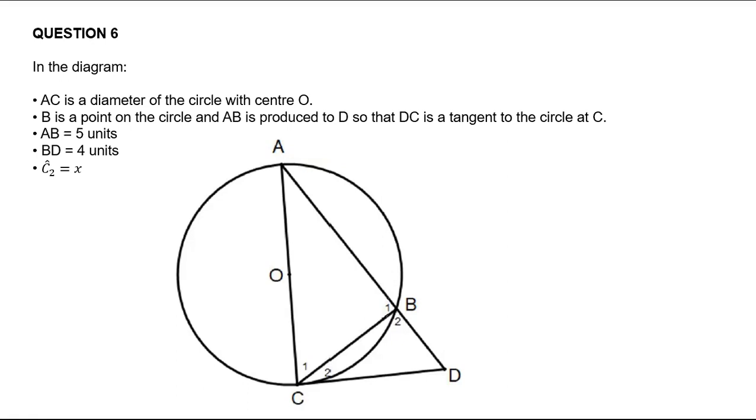Hello. Now, question 6 says that in the diagram we have AC is the diameter of the circle with center O. What I could pick up from that first point is that B1 will be equal to 90 degrees, so will B2.